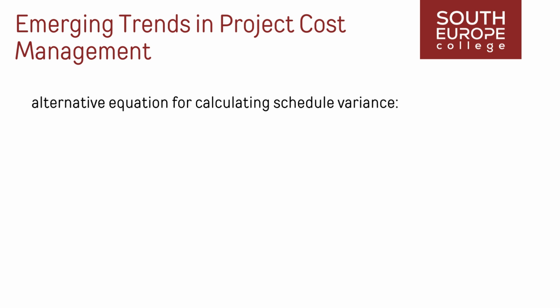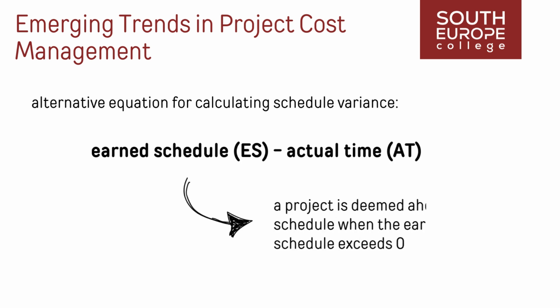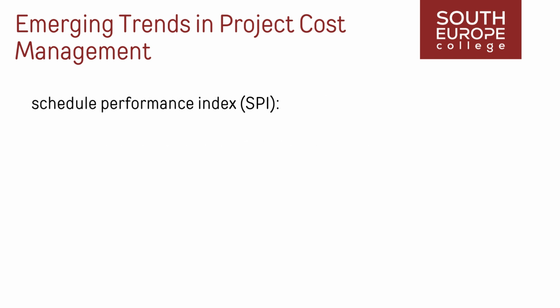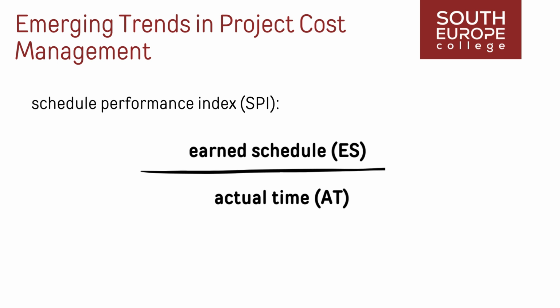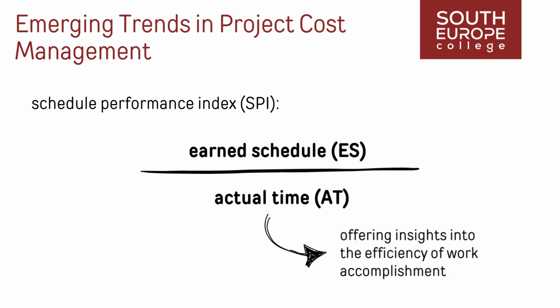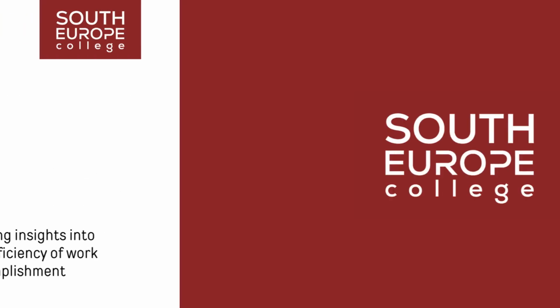Utilizing the alternative equation for calculating schedule variance, ES minus AT, a project is deemed ahead of schedule when the earned schedule exceeds 0. In essence, this indicates that, at a specific point in time, the project has earned more than initially planned. The Schedule Performance Index, SPI, utilizing earned schedule metrics, is expressed as ES divided by AT, offering insights into the efficiency of work accomplishment.